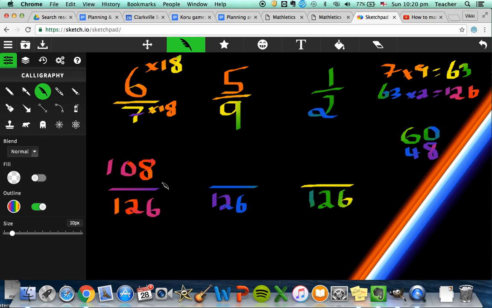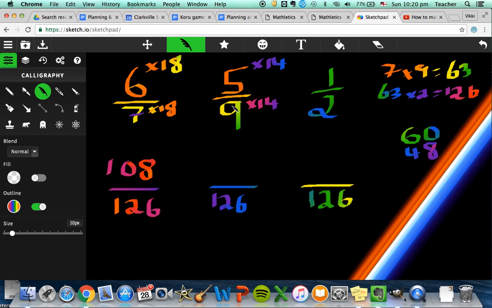Looks easy so far, hopefully. Let's have a look at this next one. To get 126, we did 7 times 9 times 2. 7 times 2 is 14, and then we times that by 9. So we times this 9 by 14. Whatever we do to the bottom, we have to do to the top. So we times this by 14.